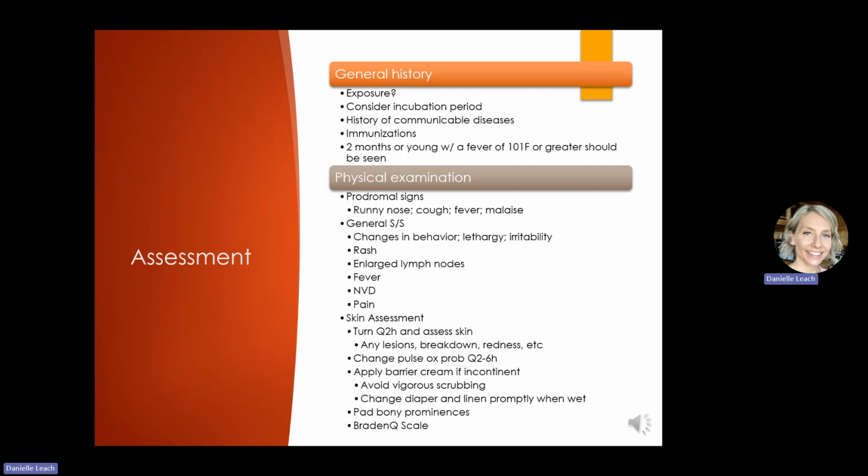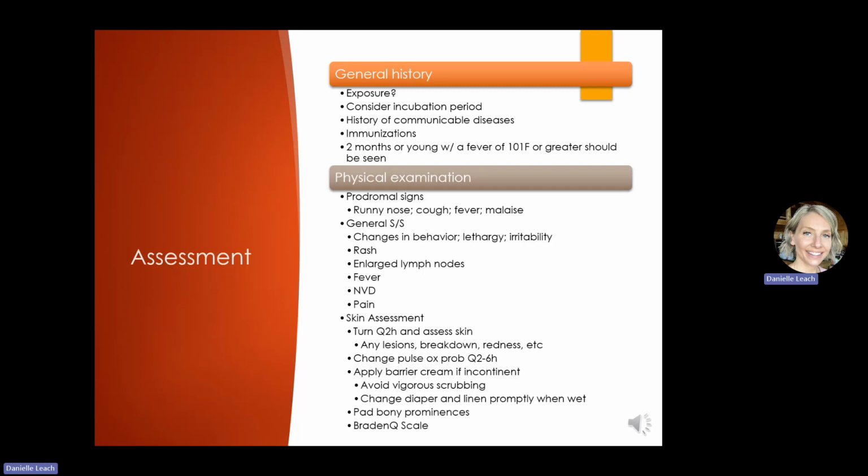Physical examination wise, certain signs that we could see in the child could be things like runny nose, cough, do they have a fever, do they just generally feel sort of bad? They could also have changes in their behavior. So do they not want to play anymore? Are they lethargic? Do they not want to eat? Are they especially irritable? Do they have a rash? Are their lymph nodes enlarged?